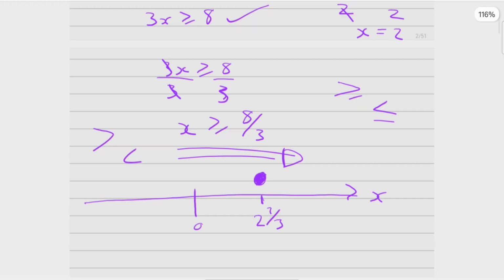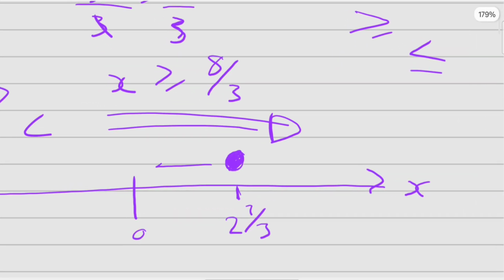And after shading, we ask ourselves, which of these sides, this one or this one, do we have x values being greater than or equal to 2 and 2/3, right? So that will be this side, right? So we just put this arrow right here, and we're done, right?